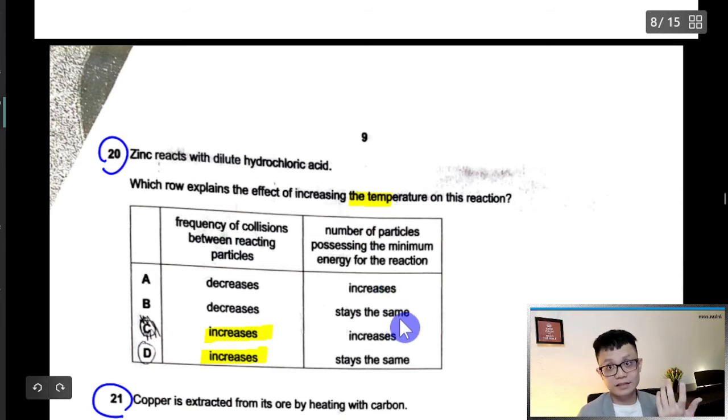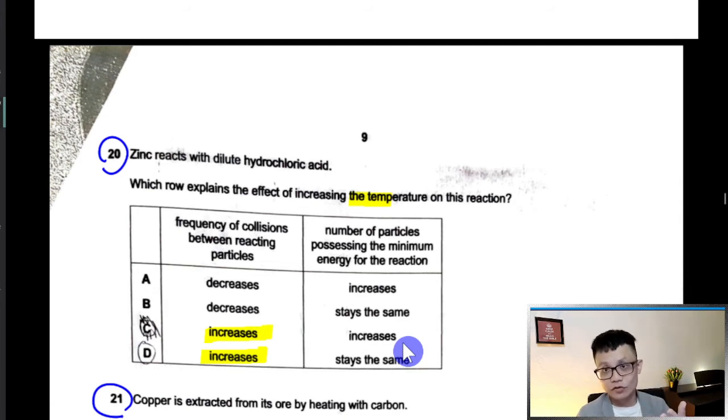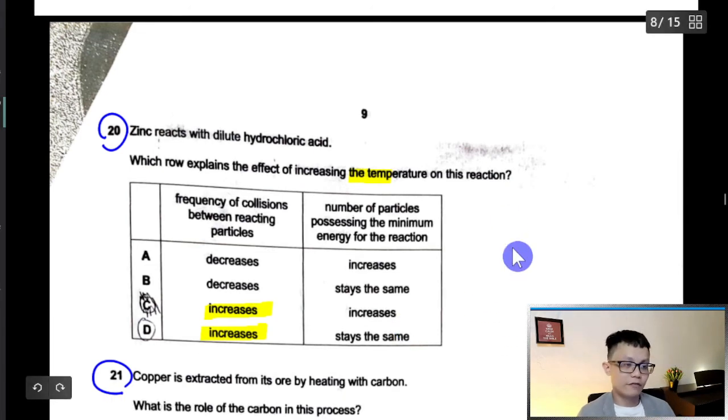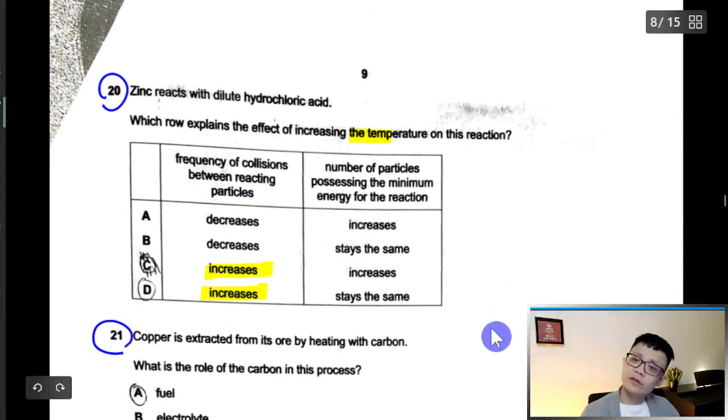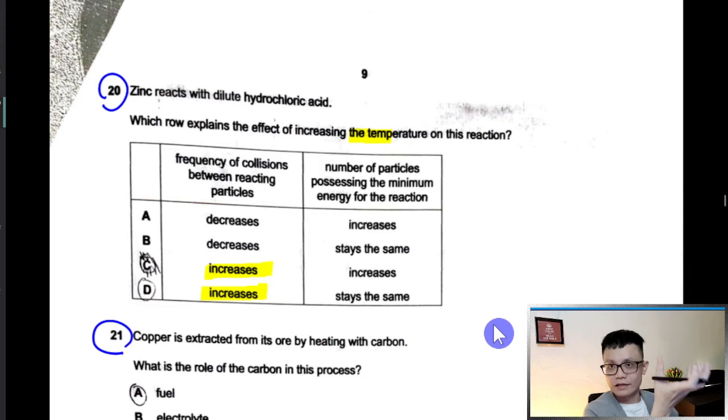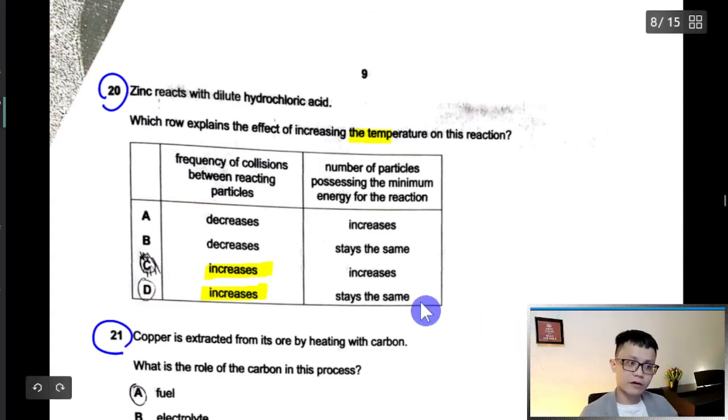You are faster in cooking, rather than if you put the fire a bit less, then your rate of reaction for cooking is lower. So up to you, you want to put the fire too big or small, but of course if you put too much, then the food will be burnt, and your food not nice.